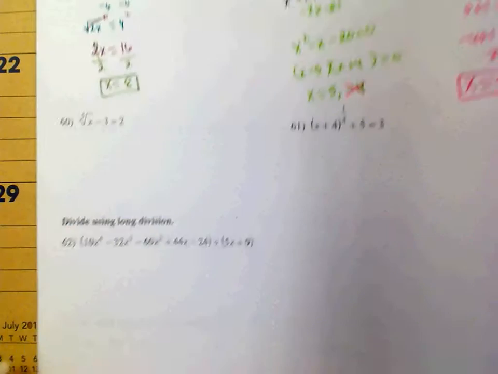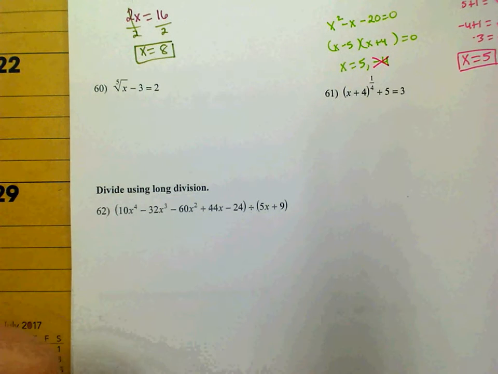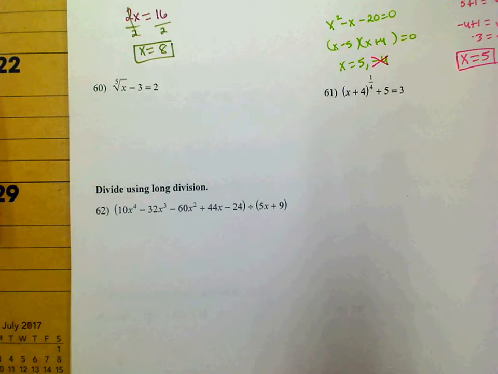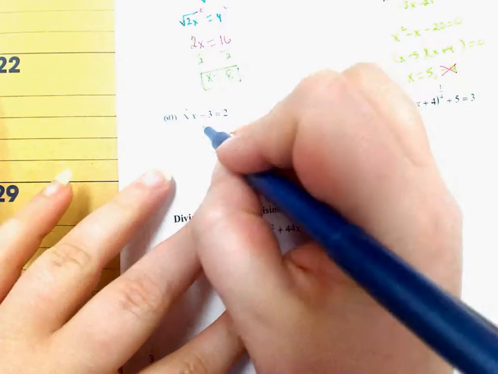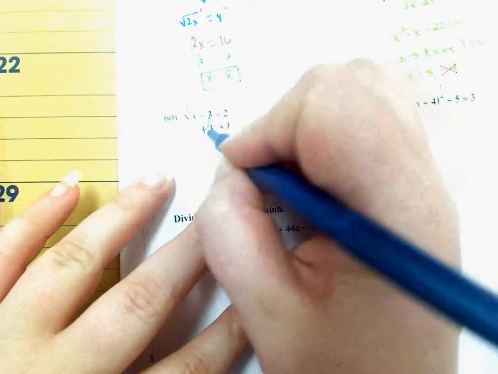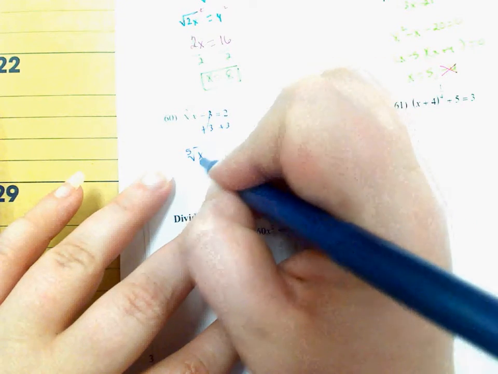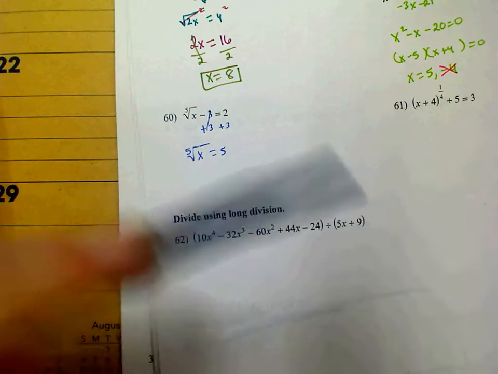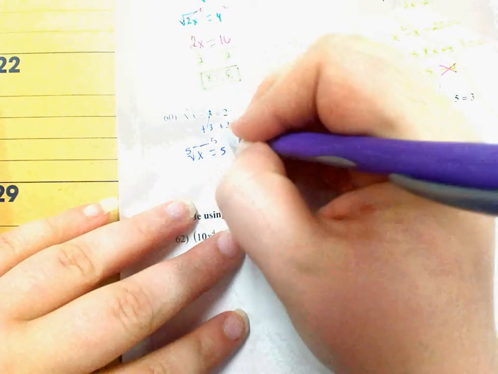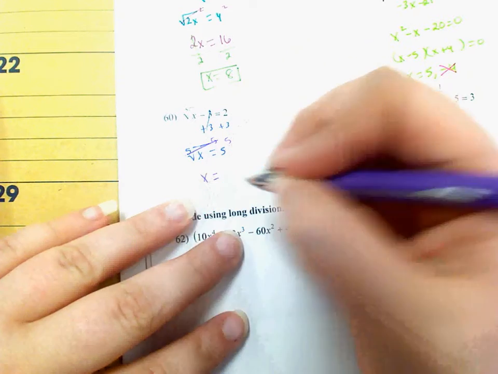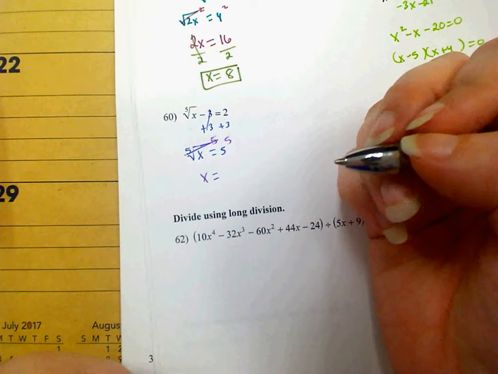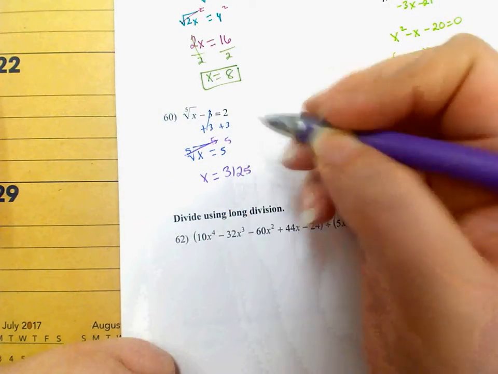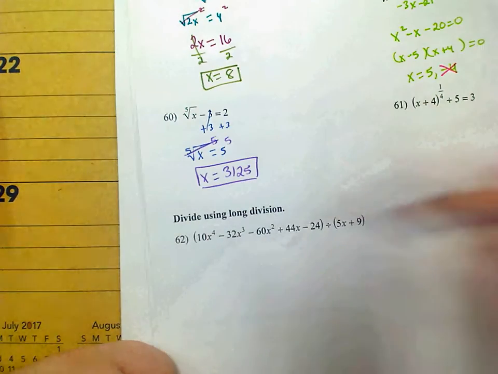Okay. Number 60 says the fifth root of x minus 3 equals 2. So I'm going to add the 3, and I'm left with the fifth root of x equals 5. And the way to undo a fifth root is to raise it to the 5th power. So x equals 5 to the 5th, which is 3,125. It's an odd root, so I don't have to worry about extraneous solutions.